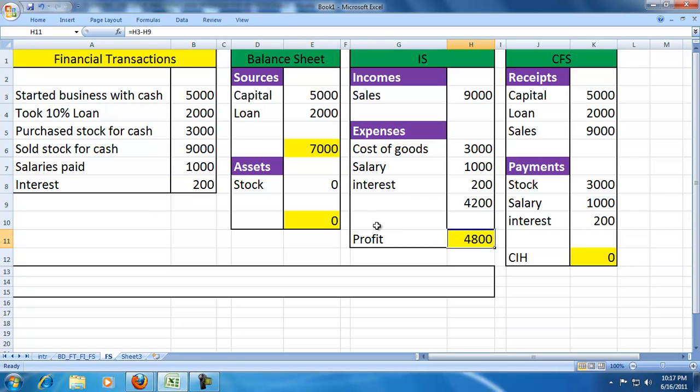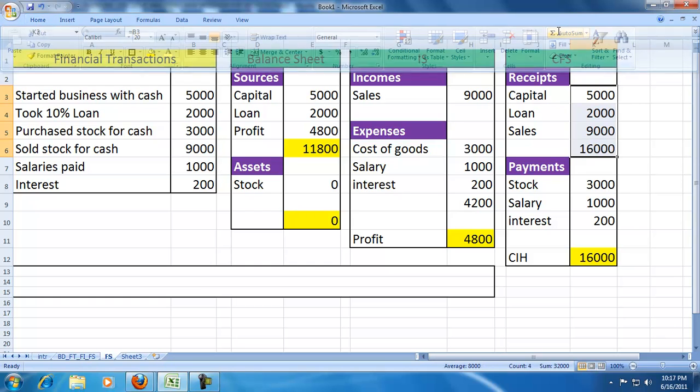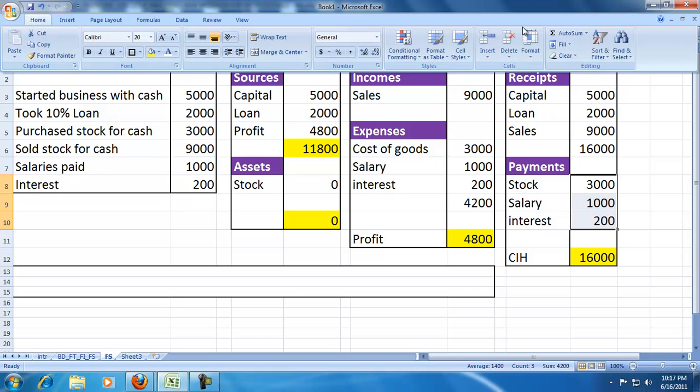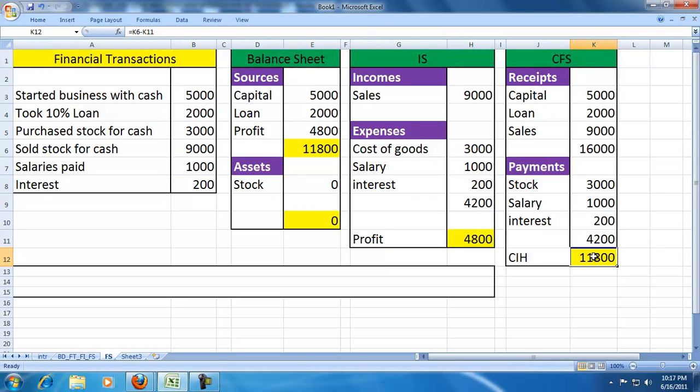So what will happen to this profit? Profit will become a source. Later on we'll see why it is a source. And what happened to my cash? The cash receipts during the period are 16,000. The payments during the period are 4,200. So cash in hand is 11,800. Cash in hand is an asset. So you see, as a result, your balance sheet, income statement and cash flow statement will show all these items.